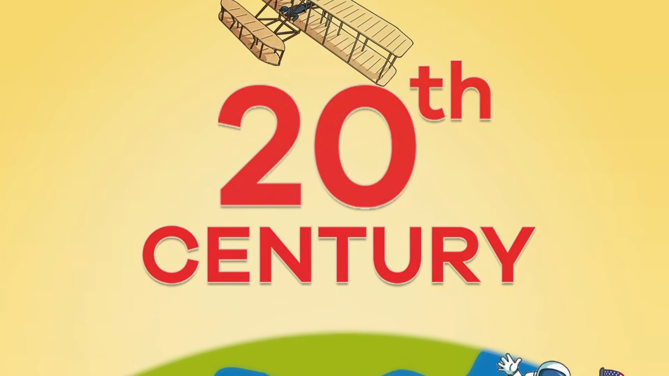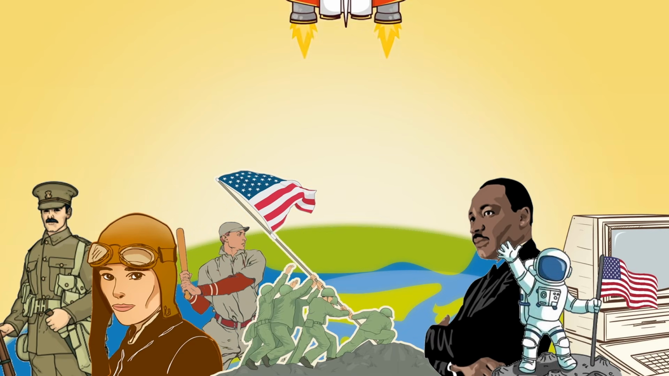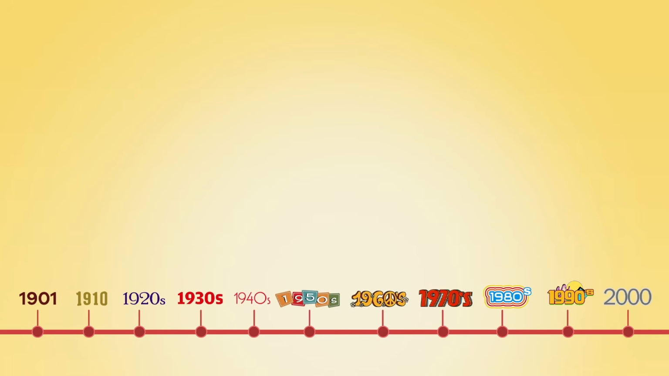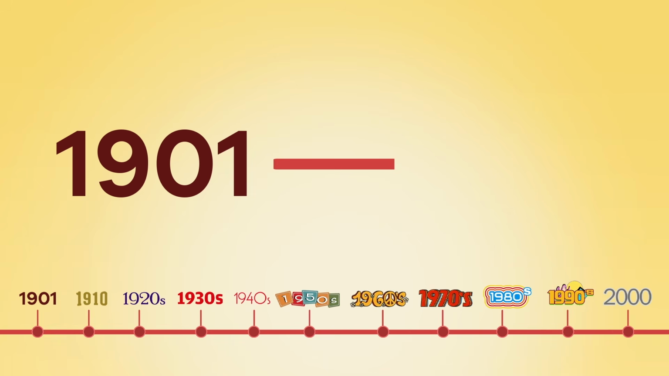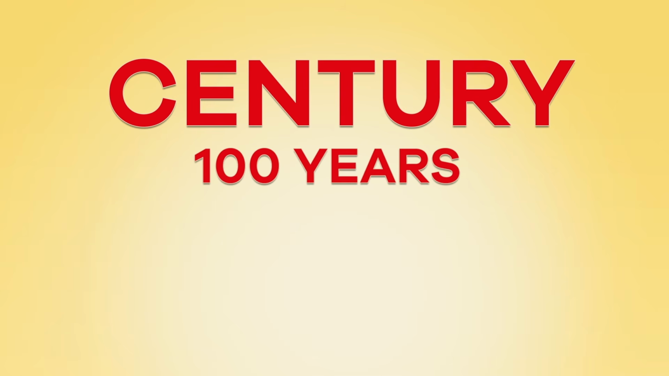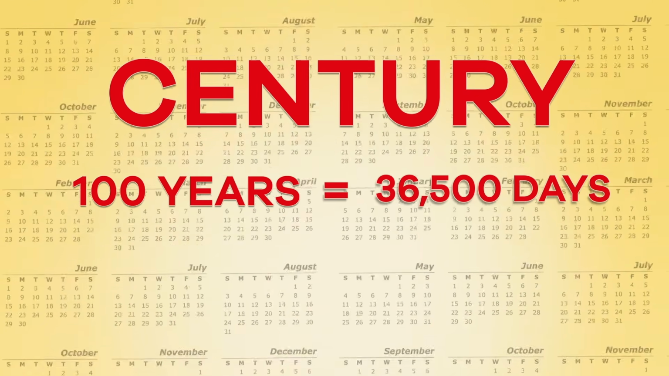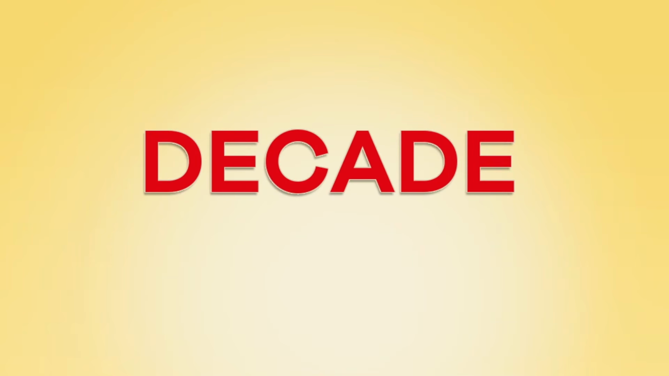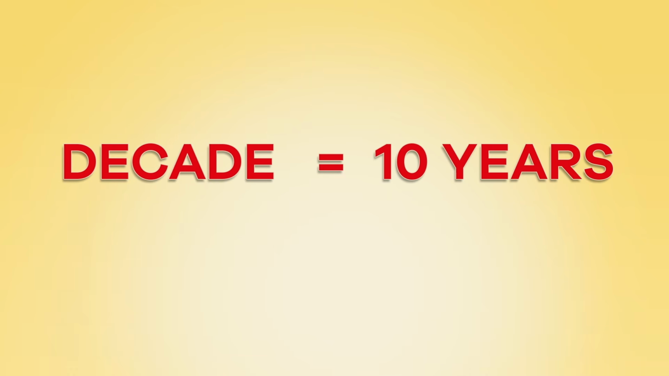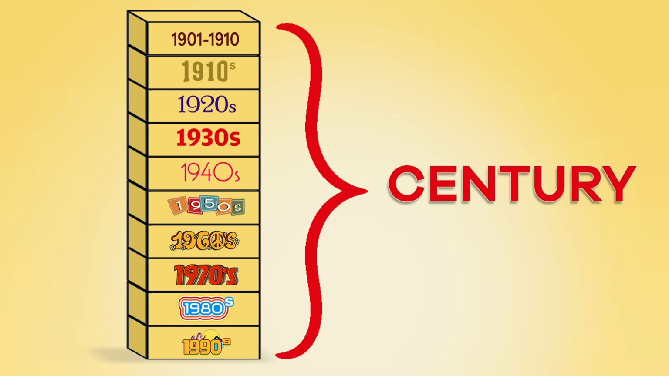Let's look at some of the important events that happened during that time and think about how they shape our lives today. The 20th century began in 1901 and ended in 2000. Remember how we said that a century is 100 years long? Here is an interesting fact. 100 years equals 36,500 days. Wow! A century can also be broken down into decades, which are made up of 10 years each. As you might have guessed, there are 10 decades in every century.